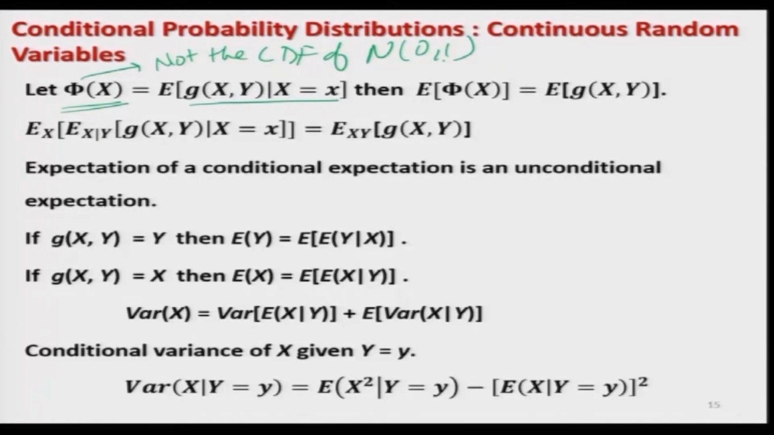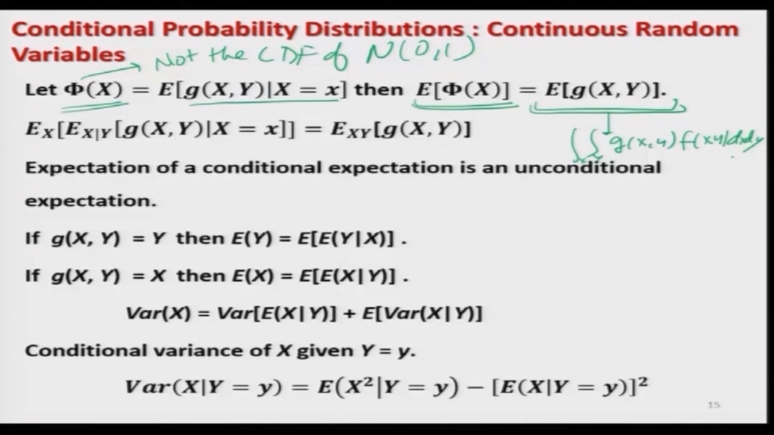Okay. So, now the result here is that if you try to find out the expected value of phi(X), this is going to be the same as the simple expectation of g(X,Y). And how to find out the simple expectation of g(X,Y)? That is going to be simply the integration over the range of x and y of g(x,y) into f(x,y) dx dy. That is all.